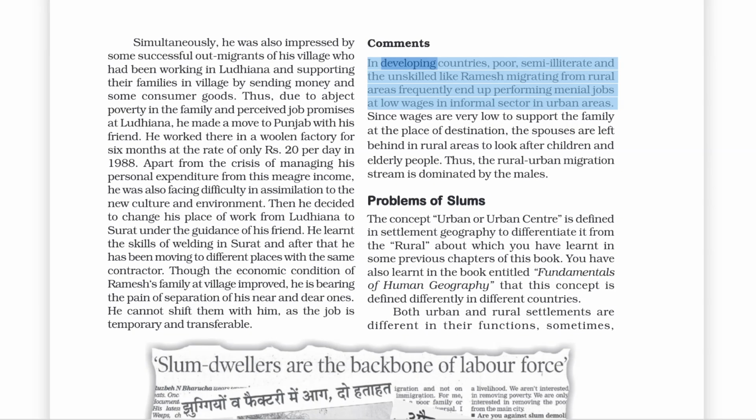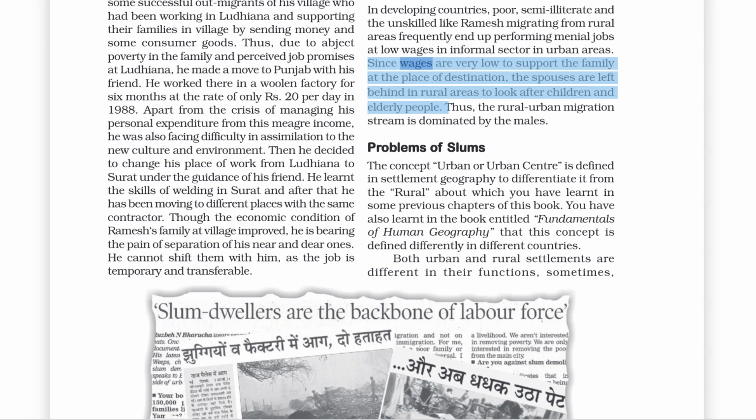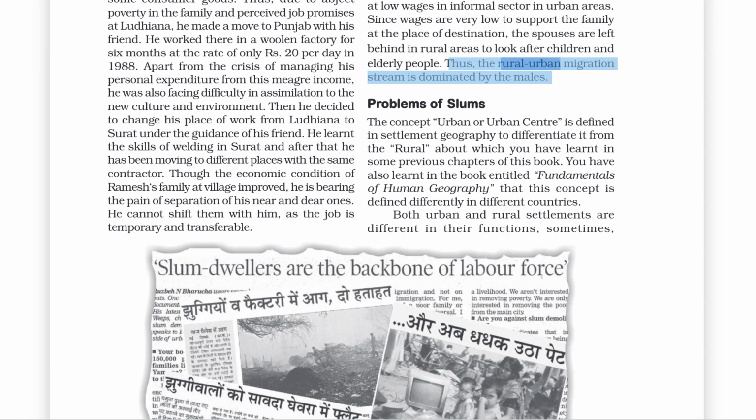Comments. In developing countries, poor, semi-illiterate, and the unskilled like Ramesh migrating from rural areas frequently end up performing menial jobs at low wages in informal sector in urban areas. Since wages are very low to support the family at the place of destination, the spouses are left behind in rural areas to look after children and elderly people. Thus, the rural-urban migration stream is dominated by the males.